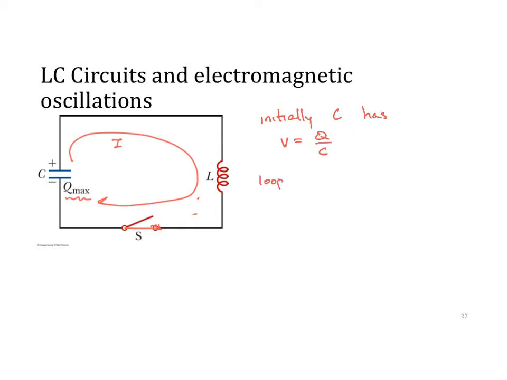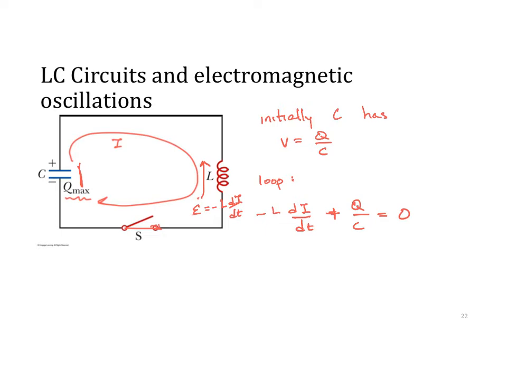So we would write our loop equation as, whoops, that should be a plus, Q over C equals 0. We would write our loop equation in that way. Remember that our EMF as we go across our inductor is going to be in the opposite direction, hence the negative sign, L di/dt. And as we go across here, we're going to have a plus Q/C.